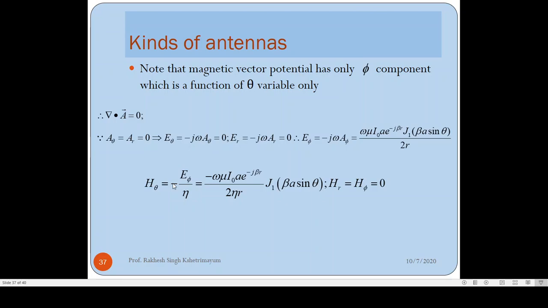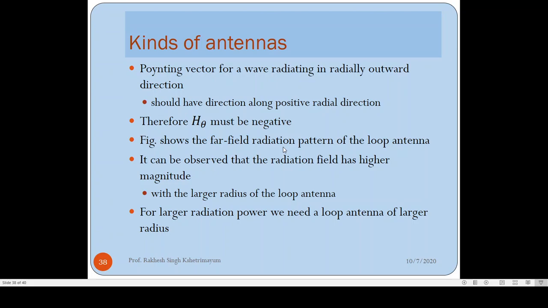Why do we have a negative sign? It is because we know that the pointing vector is radially outward. If I don't put a negative sign here, when I do the cross product of electric field and magnetic field, I will have a pointing vector which is radially inward, which is not possible. Pointing vector should be radially outward physically, because the wave is propagating away from the source. So if I put a negative sign, then I will have a pointing vector along the positive radial direction.